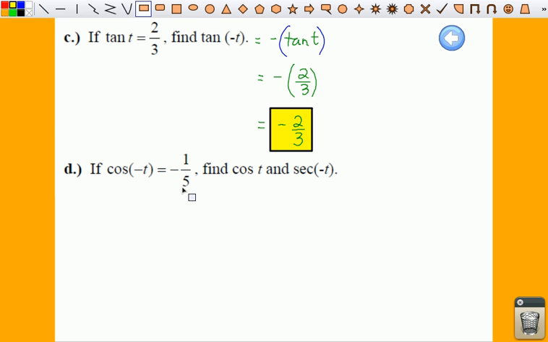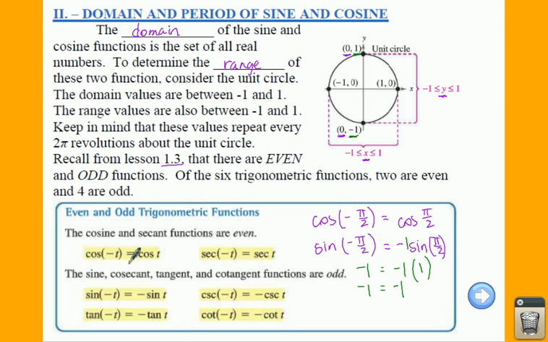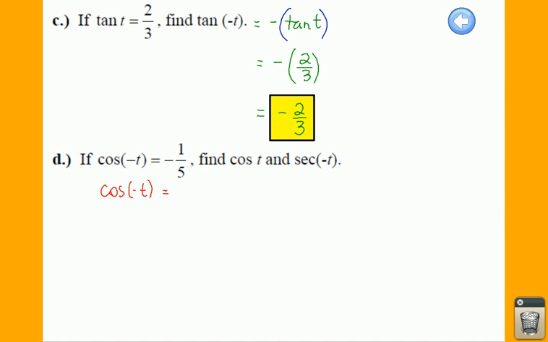Now down here on the bottom, we're going to do the same thing, but we're using cosine. So here you have to remember, the cosine of negative t, what's that equal to? Well, if we go back, cosine of negative t is equal to positive cosine of t. So if the positive cosine of t is equal to this value, that means your cosine of t is equal to just a negative 1/5.